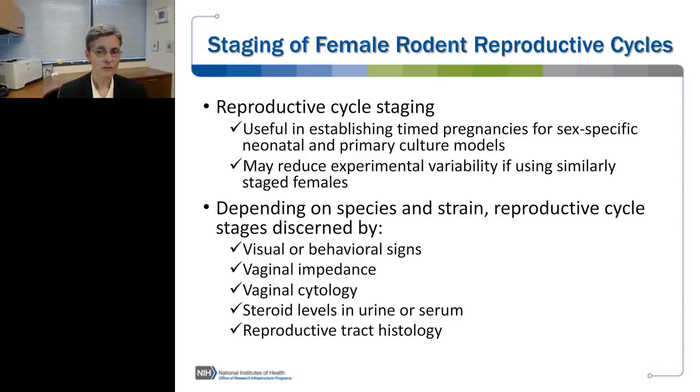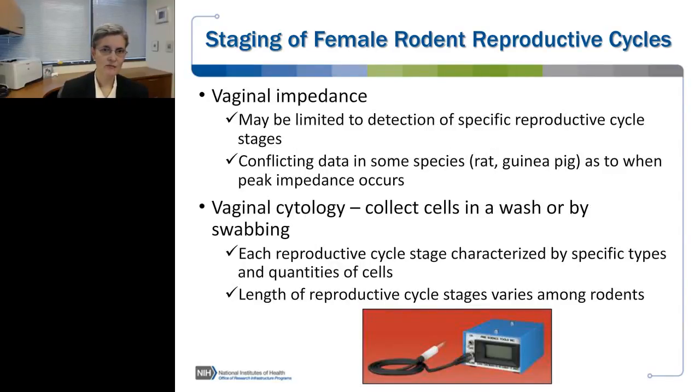You can discern the different reproductive cycles either using visual and behavioral signs, vaginal impedance, vaginal cytology, steroid levels in the urine or the serum, or reproductive tract histology. And I'm going to talk a little bit more about some of these techniques. Vaginal impedance is commonly used, but there are some limitations. It will only often detect a specific reproductive cycle stage. It may not tell you all the different stages. There is some conflicting data in species, rat and guinea pig, as to when peak impedance occurs.